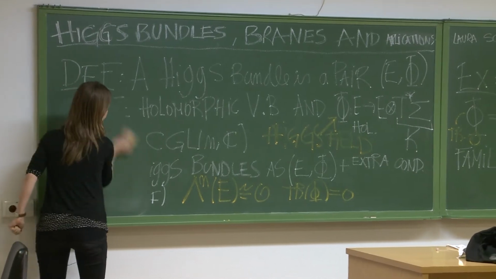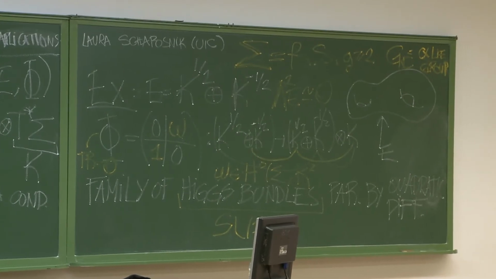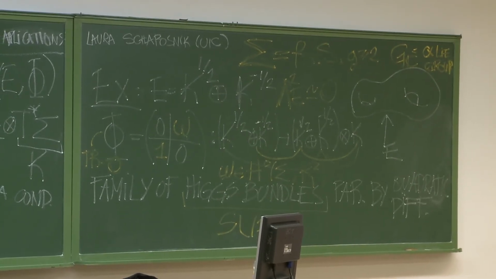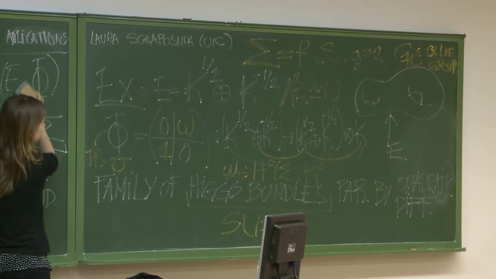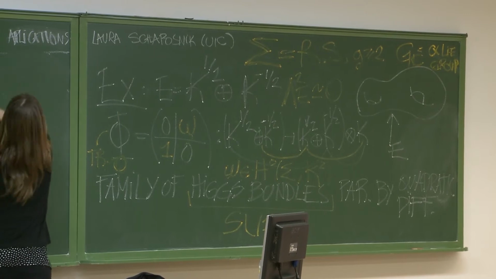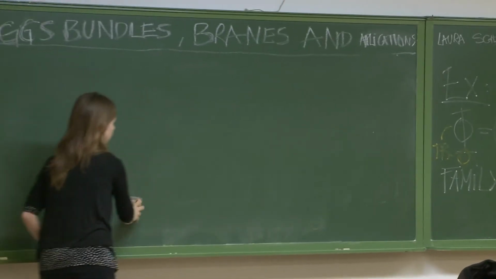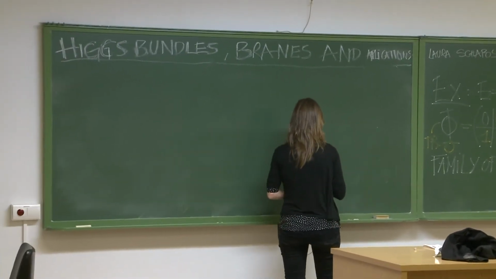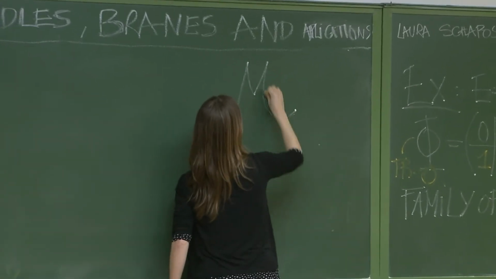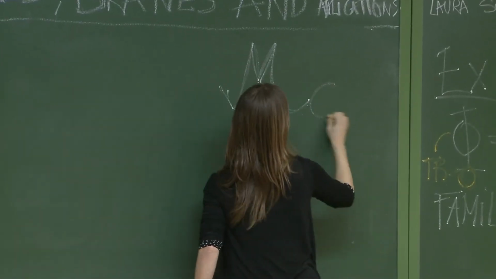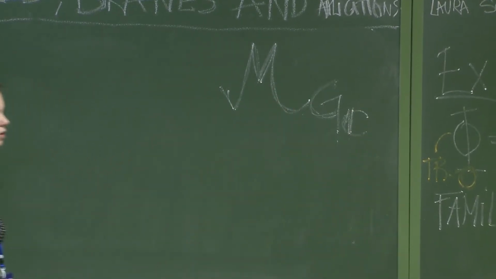So let me put it here, remembering that we're going to just be working with pairs of a vector bundle and a section. I'm going to keep the example so that you have in mind what the objects are still. And what we're going to do is we're going to call M_G^C, so I'm going to put it here, trying to put it big, the moduli space of Higgs bundles.